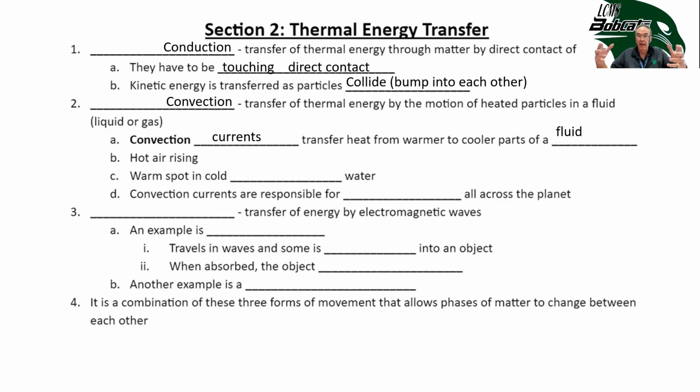As they take up more space, they become less dense. Remember, density is mass divided by volume. If the mass doesn't increase, but the volume increases, then they're going to become less dense. As they become less dense, they rise. So the warm air rises because it becomes less dense.